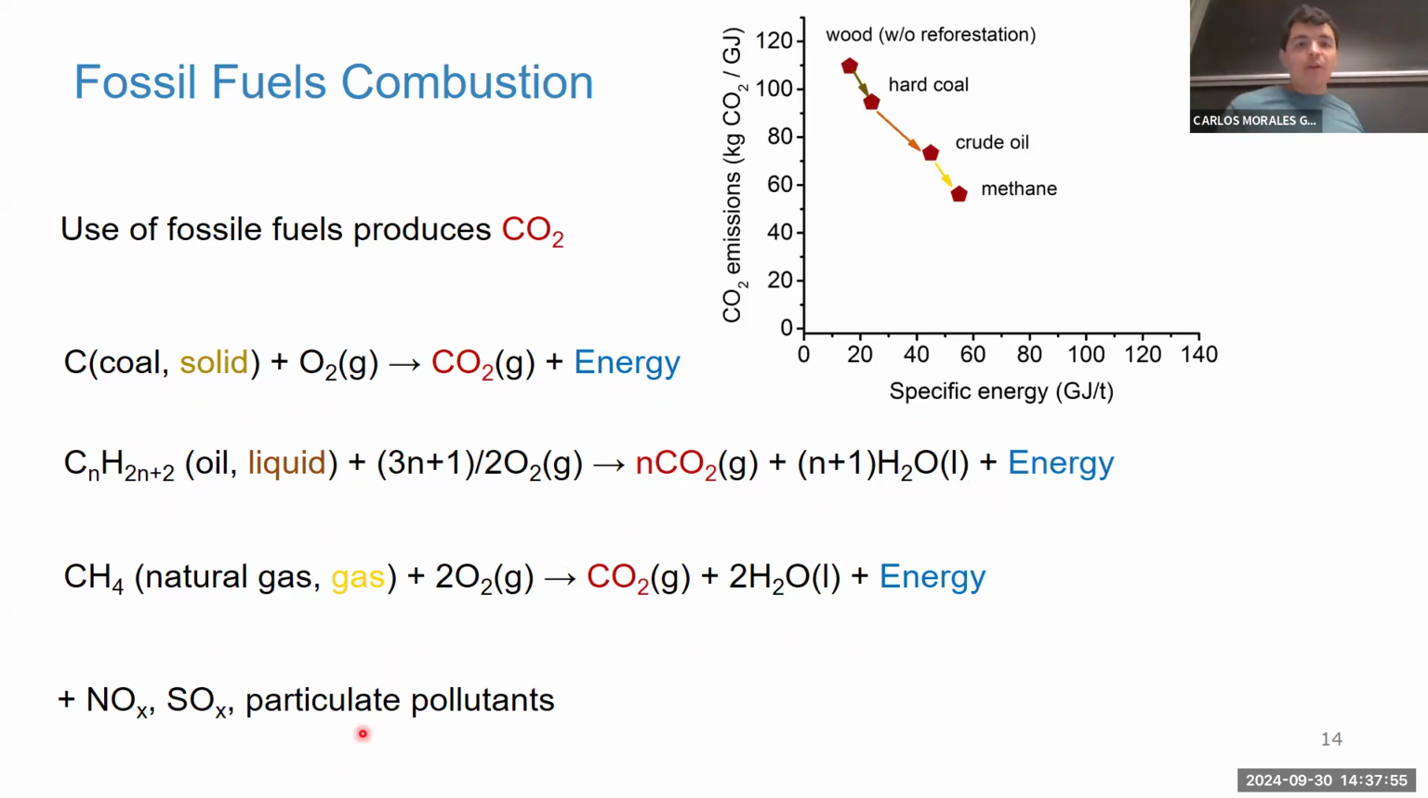This figure on the right shows the CO2 emissions in kilograms of CO2 per gigajoule of energy extracted, for different sources. What you can see is that wood generates the most CO2 for the lowest amount of energy. Coal is next, then crude oil, and methane is actually more efficient in terms of how much CO2 we generate per unit of energy. Why is that?